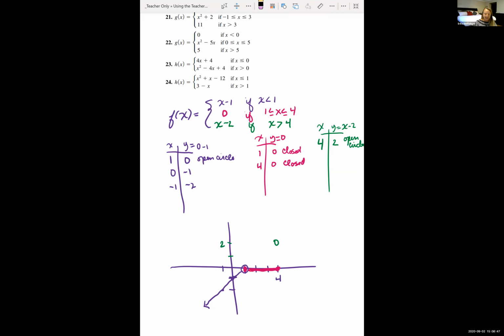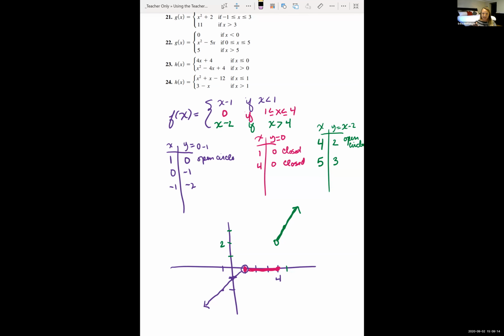And then any number bigger than 4, I can plug in. So 5, I would get 5 minus 2 is 3. Again, I know it's a line, so it'd be extending up this way. Okay, so we graphed our piecewise function.